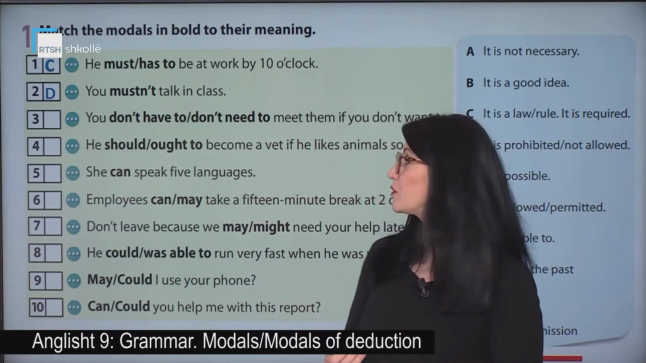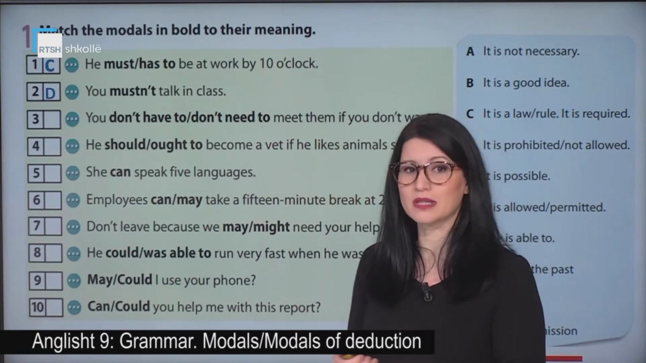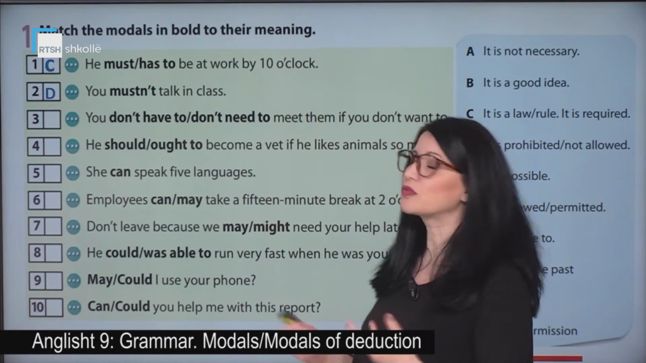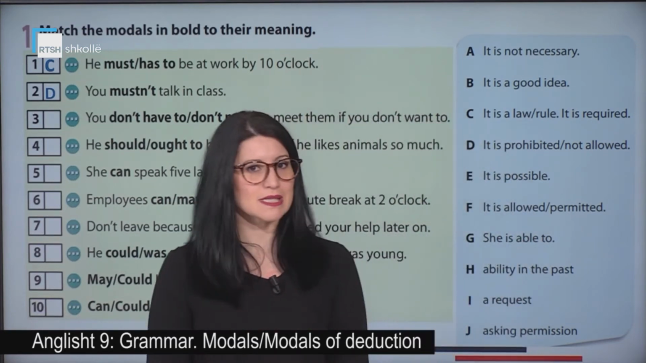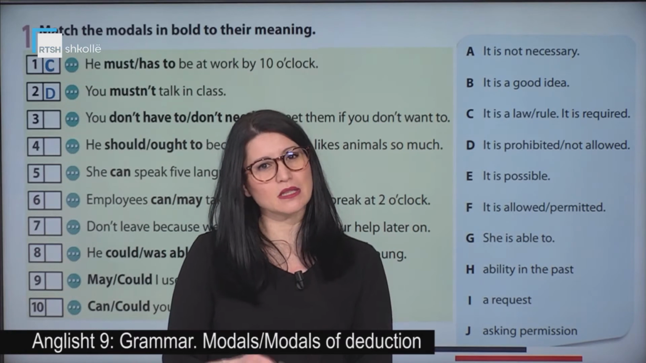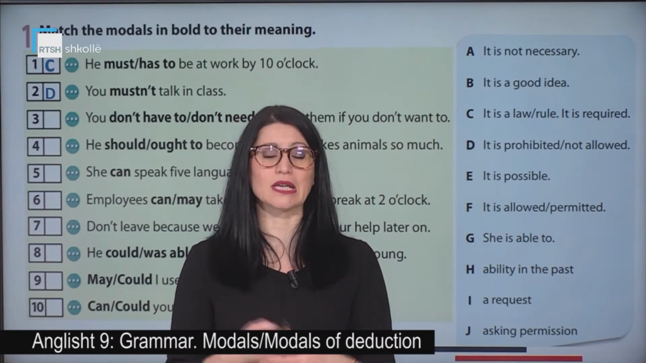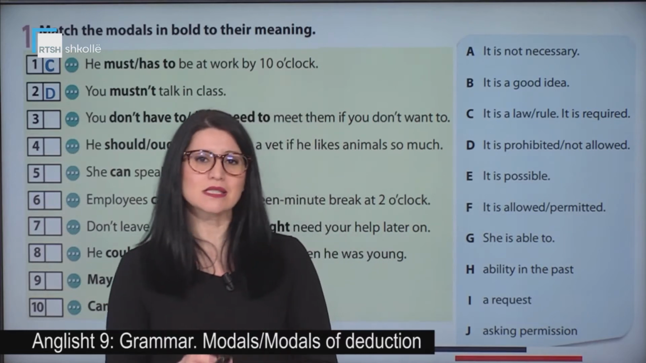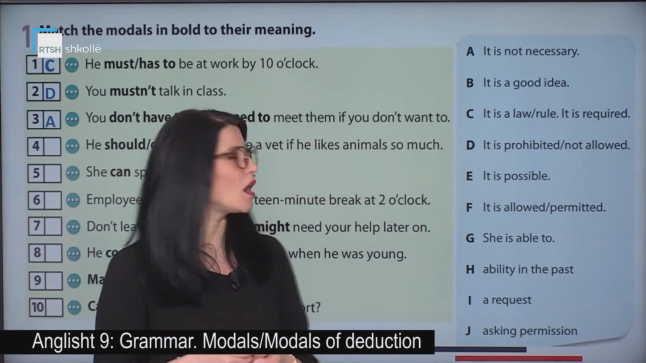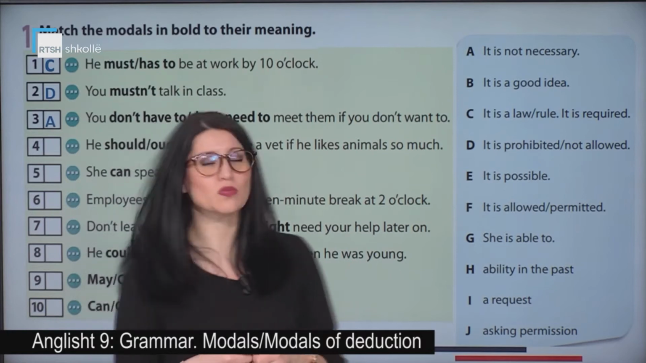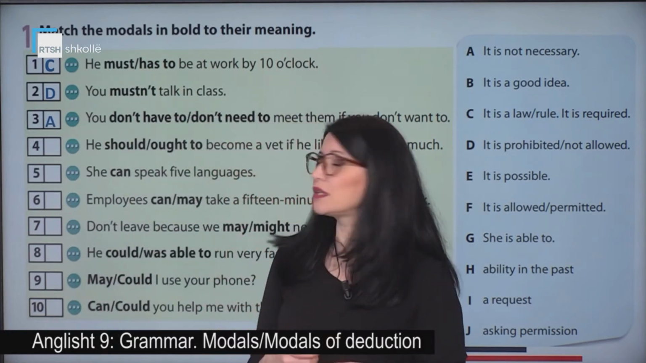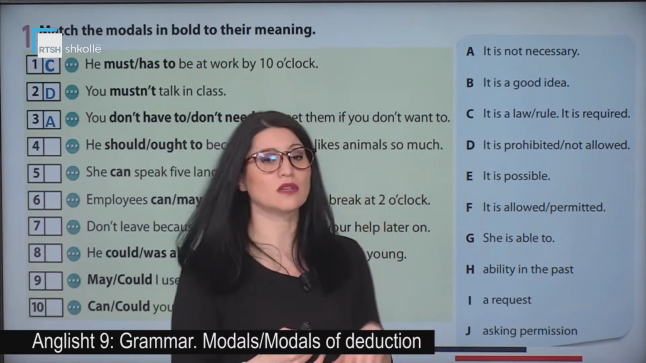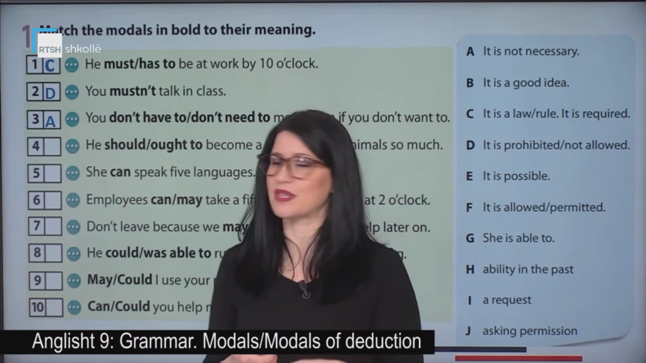You don't have to or you don't need to meet them if you don't want to. So, what does this sentence express? It means that it is not necessary to do something. It expresses lack of obligation. So, what is this sentence matched with? Okay, it is matched, of course, with A. You don't need to means it is not necessary to do something.